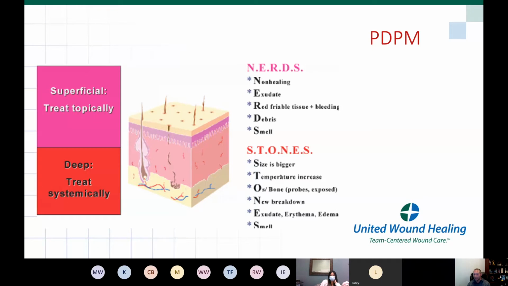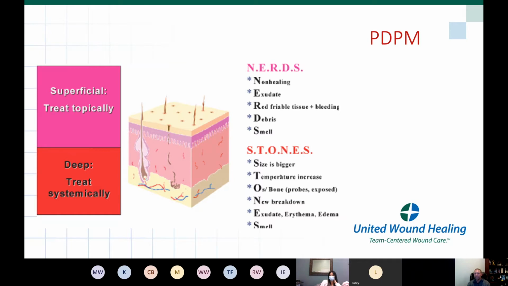New breakdown: you have a wound, but now all of a sudden you're getting these satellite wounds around it. That's because the bacteria got into the capillaries and is now being seeded out to the skin next to it. So when your wound is breaking down and it's not because of moisture like MASD, and it's breaking down with new little satellite wounds or pustules, that's a sign that it's deep.